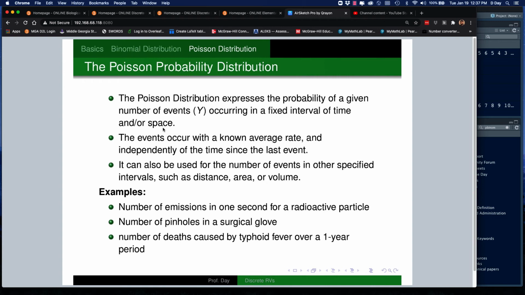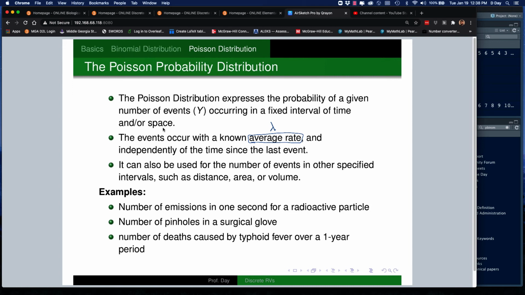The events occur with a known average rate. This is usually something known from a study that's been done over a specific time period originally, and this is what we call lambda, as you'll see in the notation. It's the original mean, the number of times we've seen an occurrence happen over a specific time period. The events also occur independently of the time since the last event. So if you have a new period of time, that period is independent of the previous one. So independence still comes into play here.